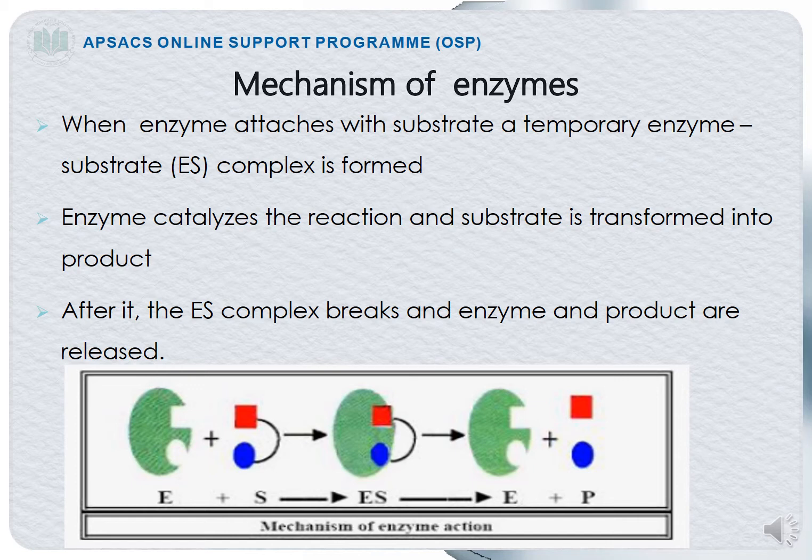After that, you can see in the diagram that when enzyme and substrate are reacting with one another, after the reaction, the enzymes and the product are released from one another. The product that is formed was the substrate which was bound to the enzyme. When the reaction was carried out, the product was separated from the enzyme.